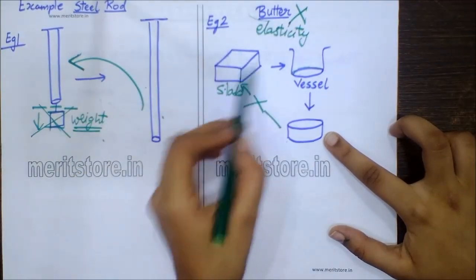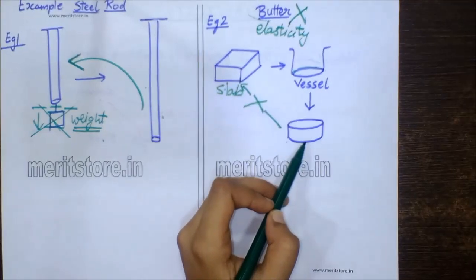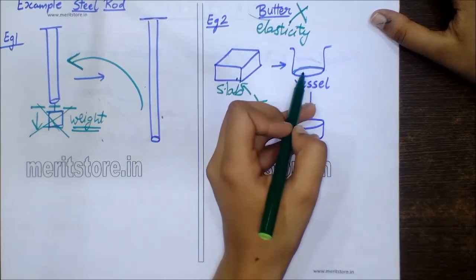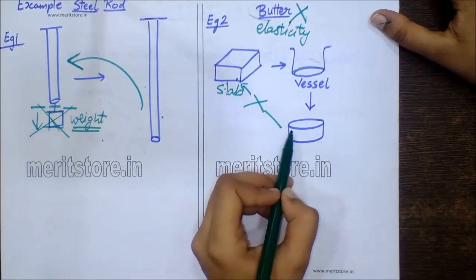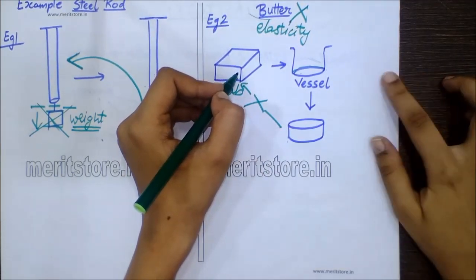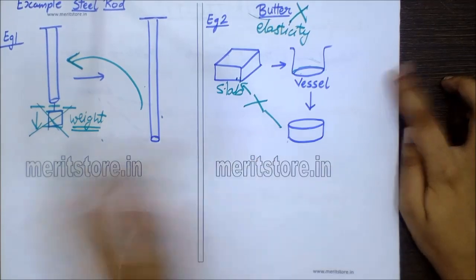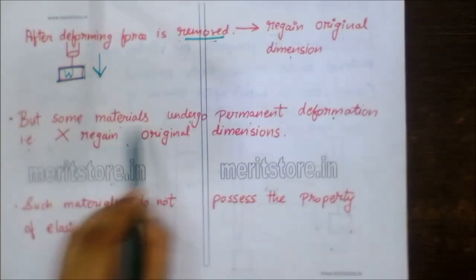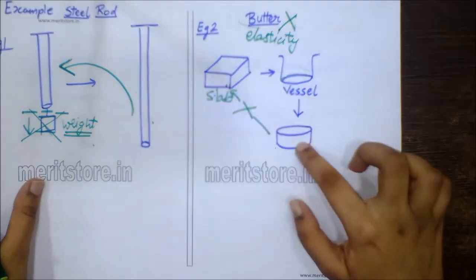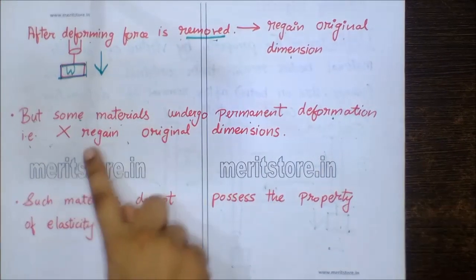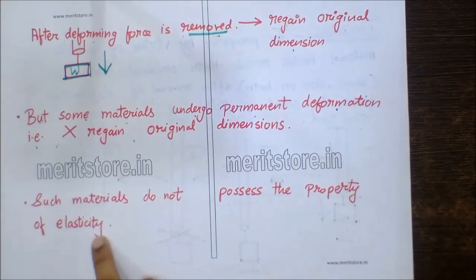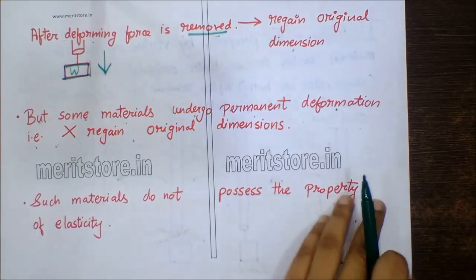Why? Because it does not possess the property of elasticity. That is, once the cube is put into the vessel, it turns into a circular cylinder. It cannot go back into its original cube form until we put it into another mold which is cubical. But some materials undergo permanent deformation. This has permanently turned into a cylinder. That is, they do not regain original dimensions. Such materials do not possess the property of elasticity. Butter does not possess the property of elasticity.